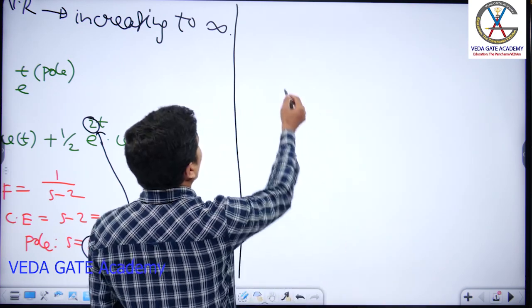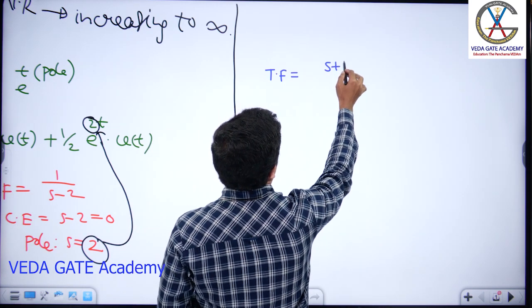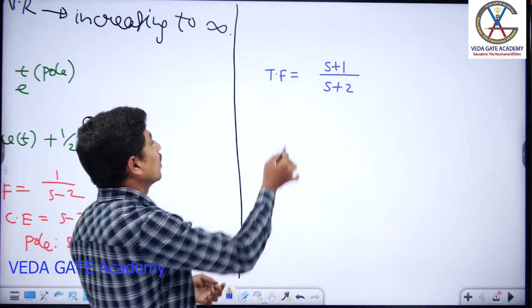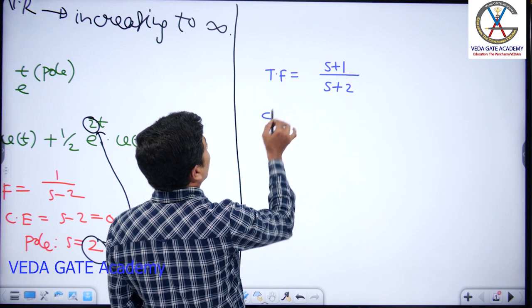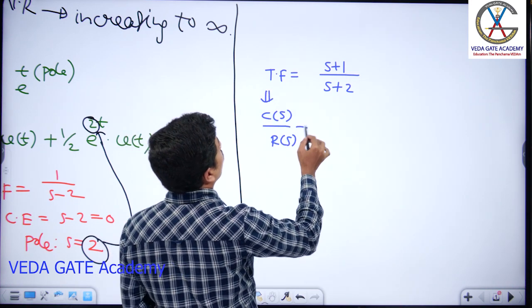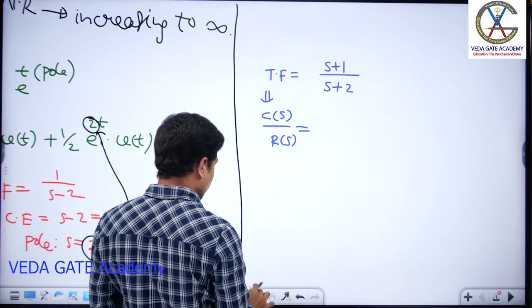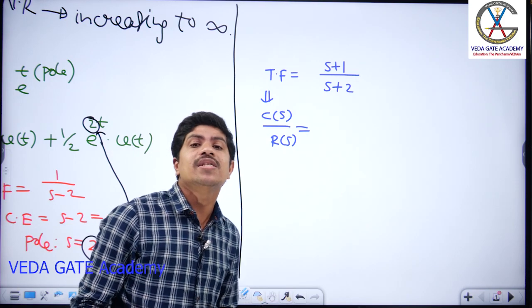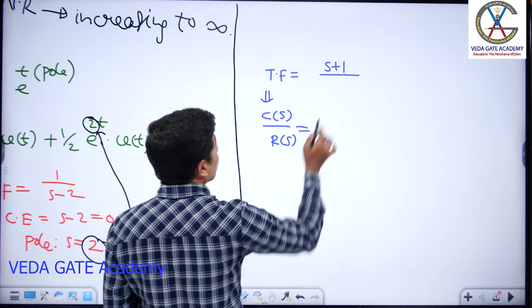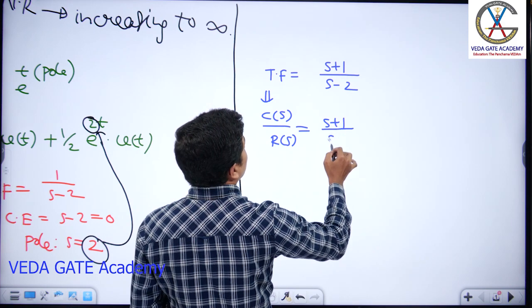So let's take the transfer function s plus 1 by s plus 2, and find some response. C of s by R of s, let's take s minus 2 itself, because our previous example is 1 by s minus 2 without any zero. Here I have taken a zero, so let's examine what happens if a zero is there. So s plus 1 by s minus 2.